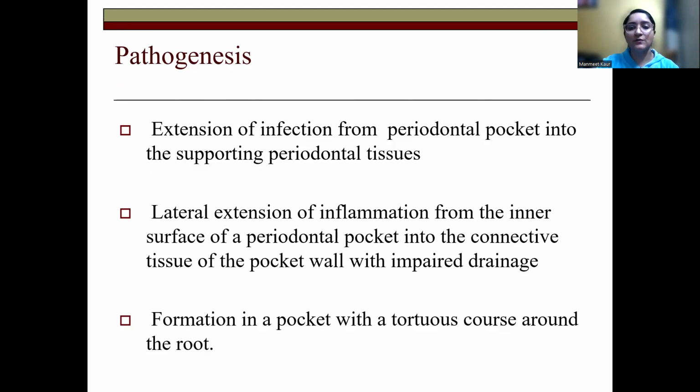What is the pathogenesis? The extent of inflammation from the periodontal pocket into the supporting periodontal tissue. So there is formation of a pocket with a tortuous course around the root. Lateral extension of the inflammation from the inner surface of the periodontal pocket into the connective tissue of the pocket wall. If the inflammation extends from the epithelium of the periodontal pocket to the connective tissue of the pocket wall, because if you will not treat the periodontal pocket, further abscess formation is very common in periodontitis patients. Multiple abscesses occur because of untreated periodontitis.